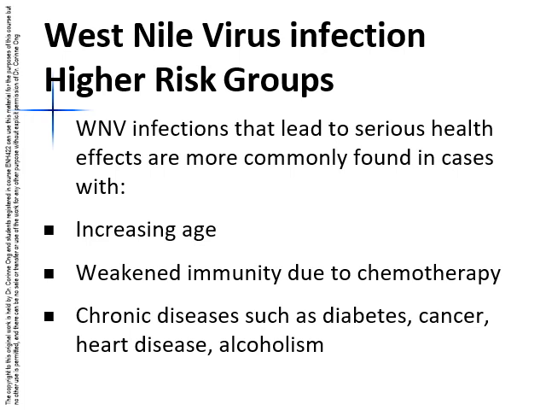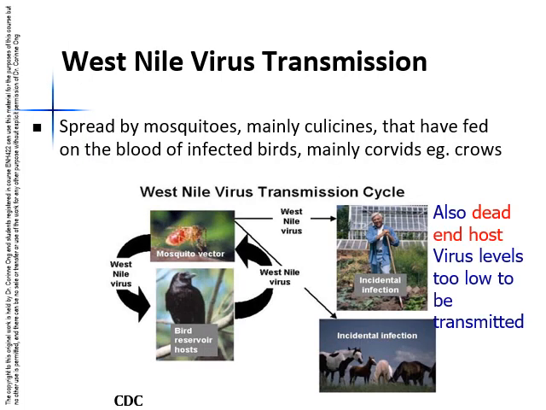and alcoholism. West Nile virus infections are transmitted by mosquitoes, mainly Culex species, that have fed on the blood of infected birds, mainly those in the corvid family, such as crows. Mammals, including humans and horses, are dead-end hosts because viral levels are too low to be transmitted to another host.